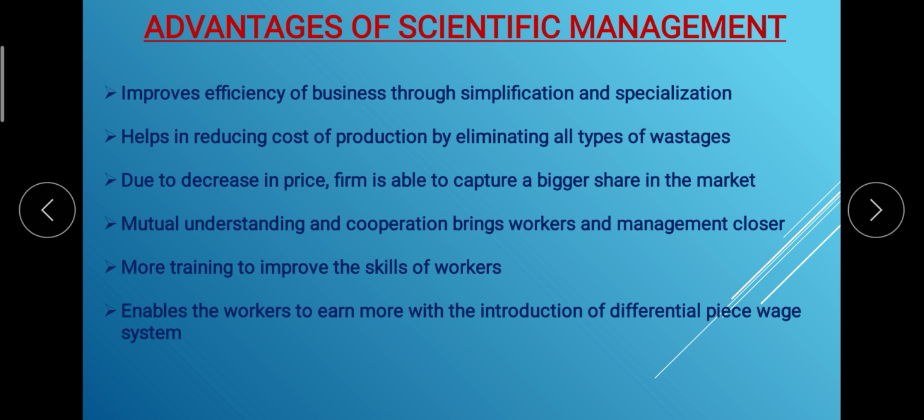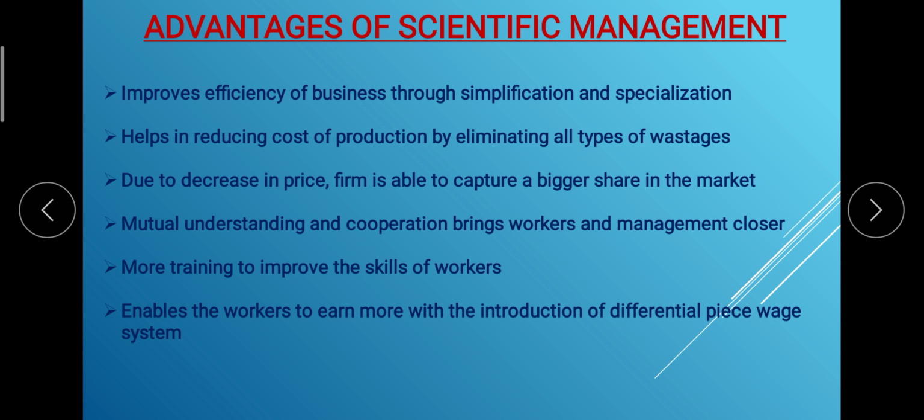First advantage is it improves efficiency of business through simplification and specialization. By following the techniques of standardization and simplification, or by dividing the work among the workers, we can improve the efficiency of the workers. Second is helps in reducing cost of production by eliminating all types of wastage. All the scientific techniques focus on reducing or eliminating the wastage. By reducing or eliminating the wastages, we can reduce the cost of production also.